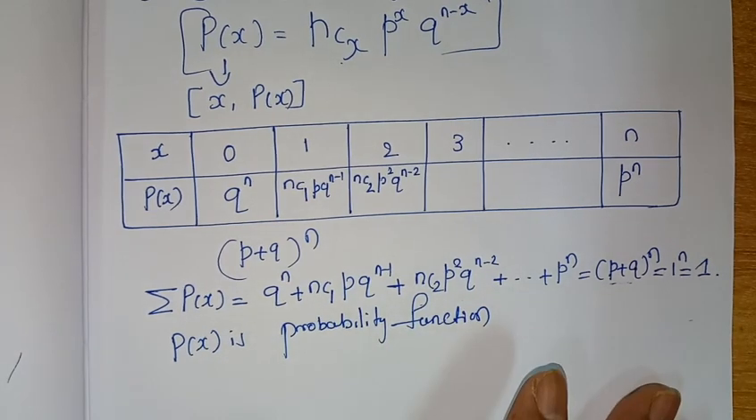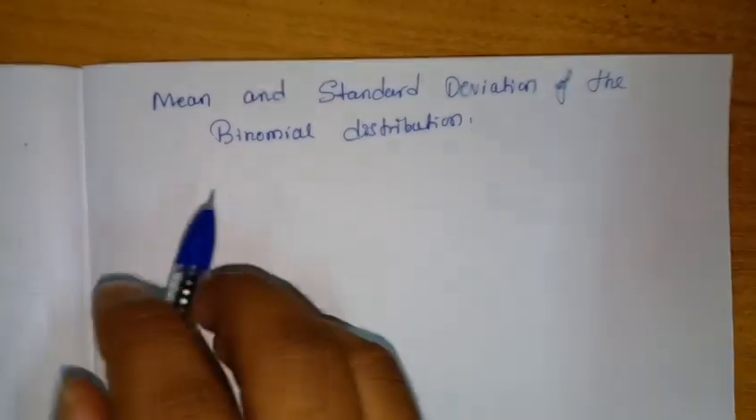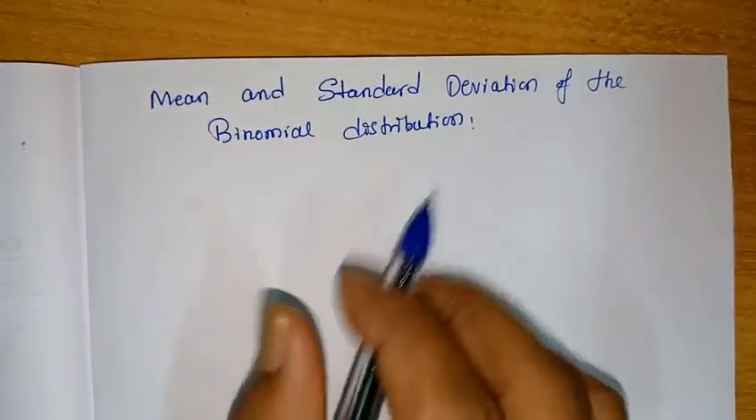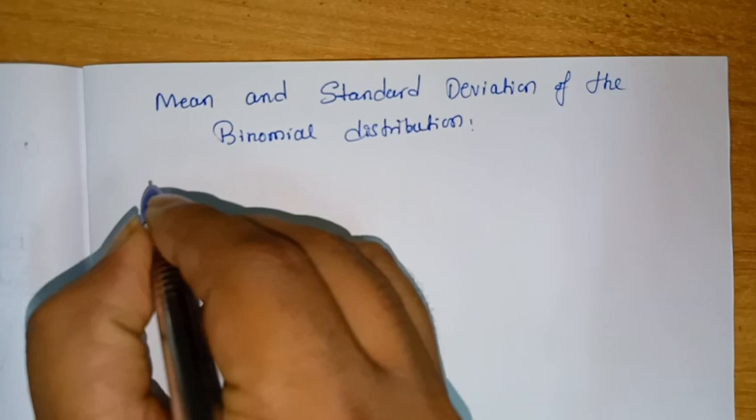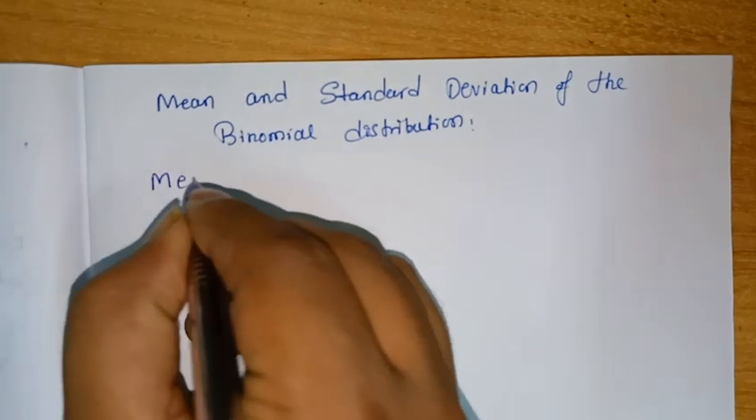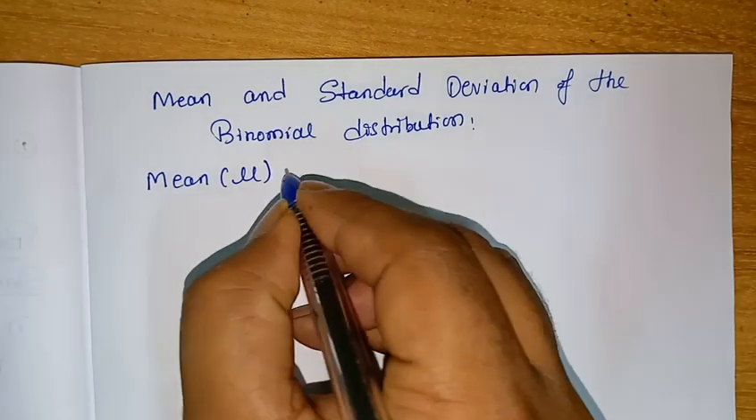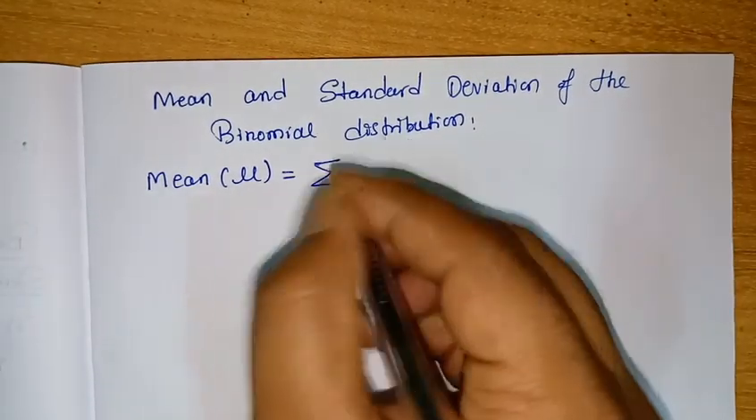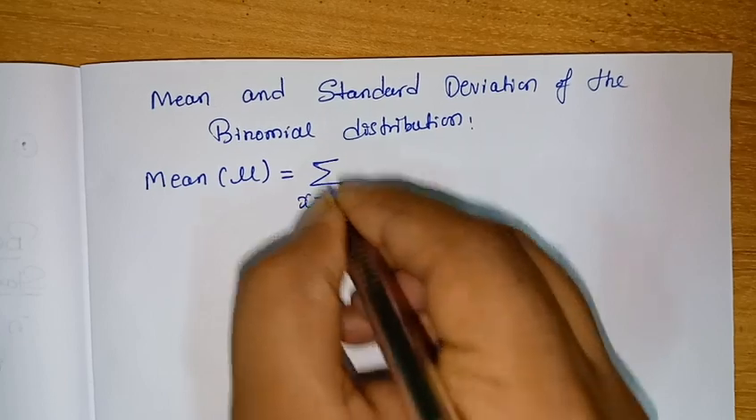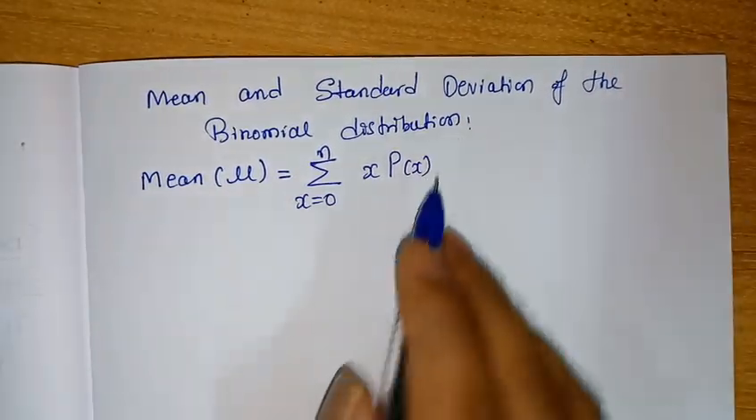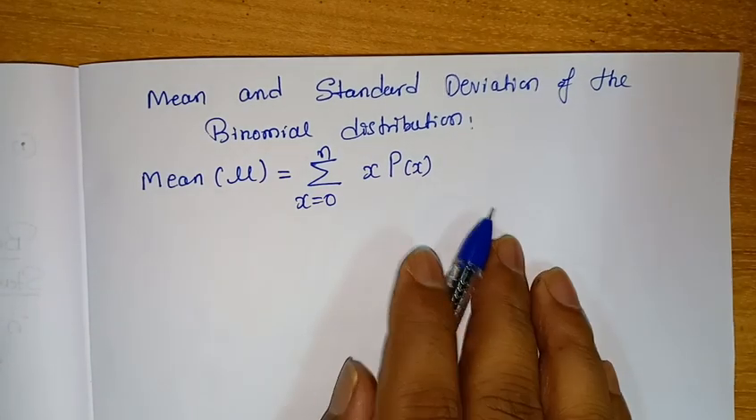Now we'll find out the mean and standard deviation of the binomial distribution. In probability we know the definition of mean. Mean is usually denoted by mu. Mu is the summation from x equal to 0 to n of x into P of x. This is the definition of the mean.